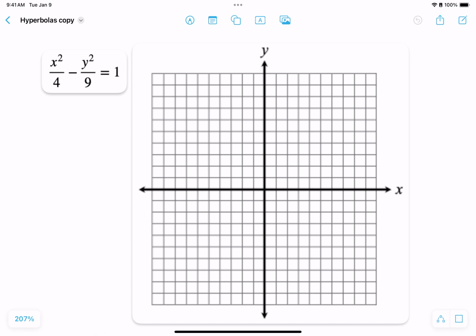It's still showed up over here. You can see it's picking up my voice right here. Okay. So, yes, I know it is a hyperbola because it has subtraction in there.